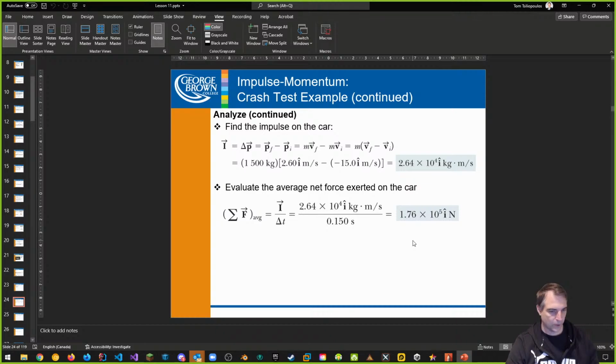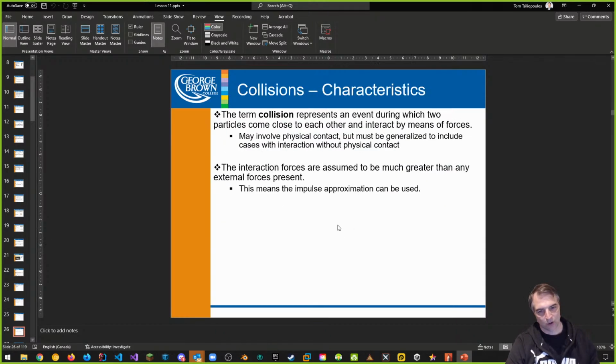Whew. So why are we talking about this? Because the idea here is that you understand how forces are generated, what impulse means, and what momentum means.